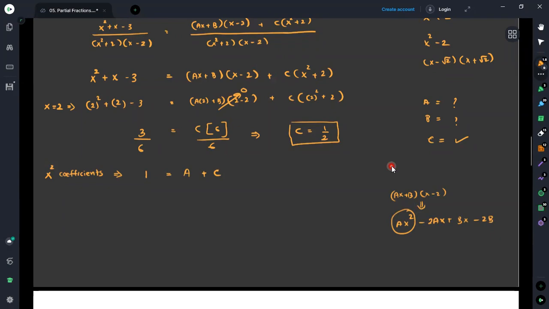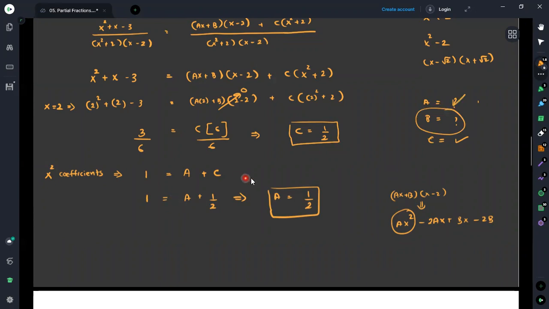Now, the value of c we have already found. We set the value of c as half, then a plus half equals 1, which leads to the value of a equals half. Now we have found the value of a as well. Then the only concern is the value of b.